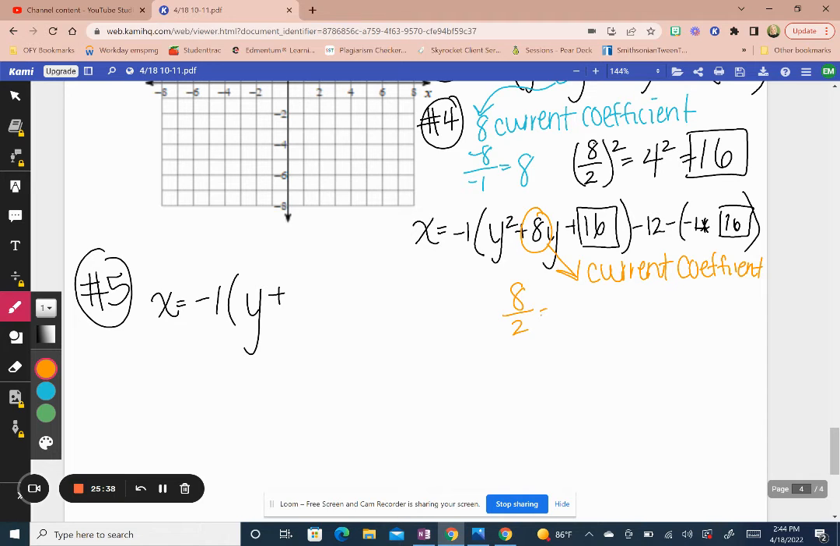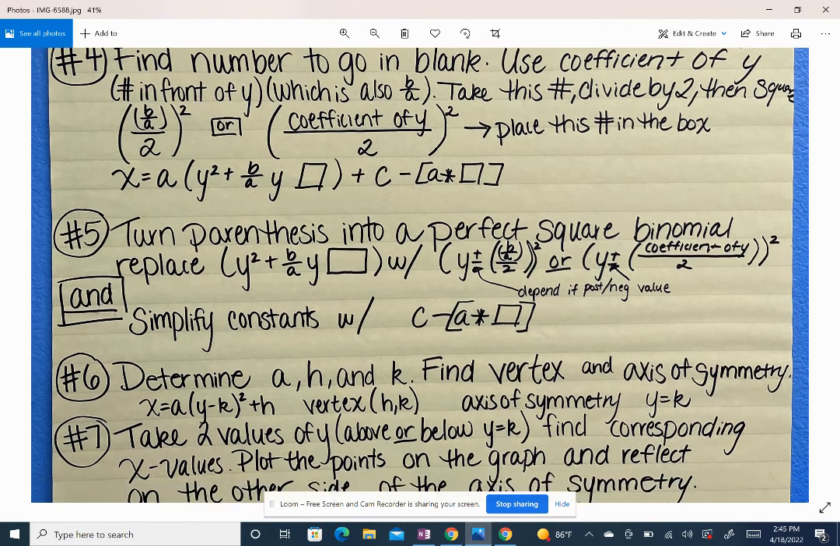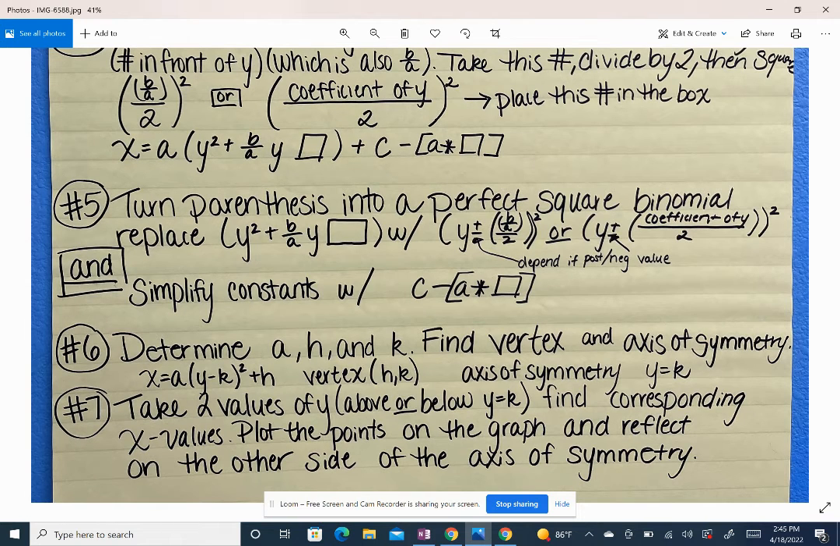Eight divided by 2 gives me a 4. So it's going to be y plus 4 squared. Going back to here, for step number 5, where you can see y plus or minus, it was a positive number because 8 divided by 2 is a positive 4, so y plus 4. And then we have our parentheses in there and square it. And that's exactly what I have right there.